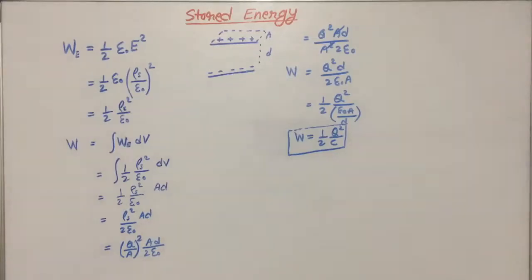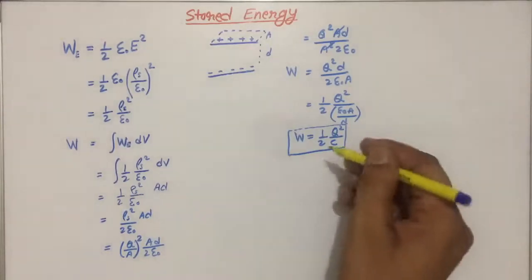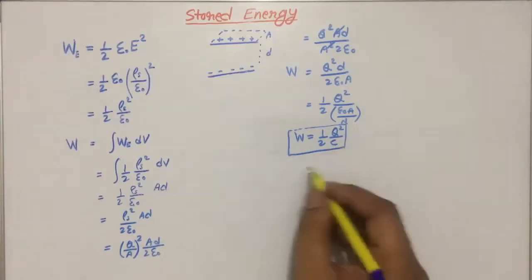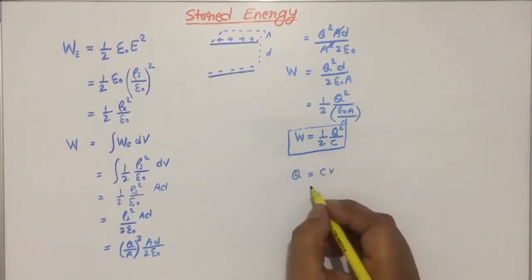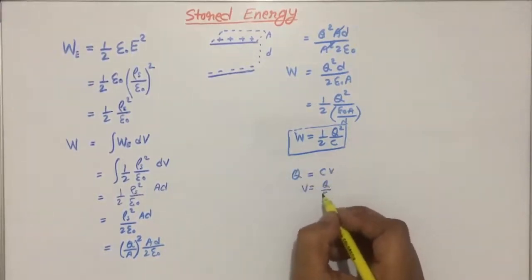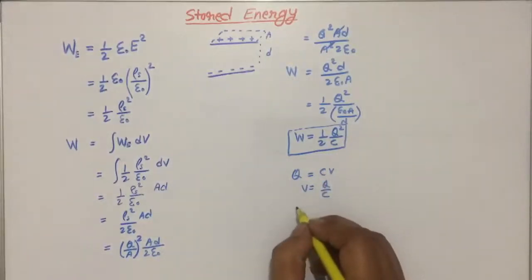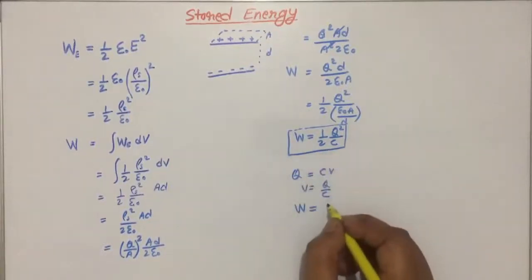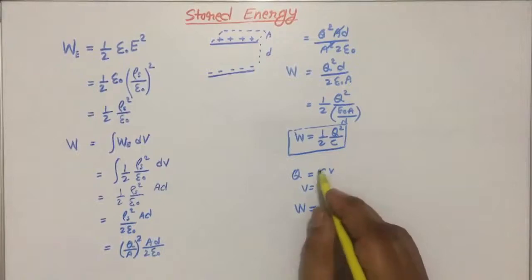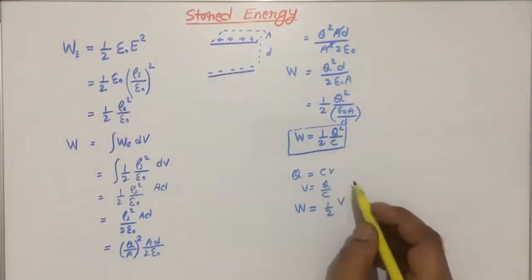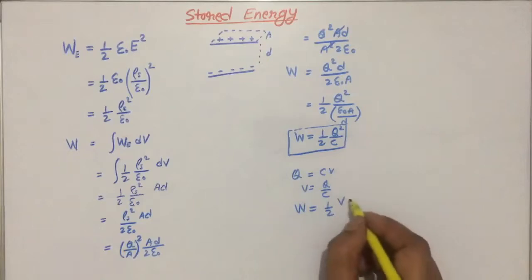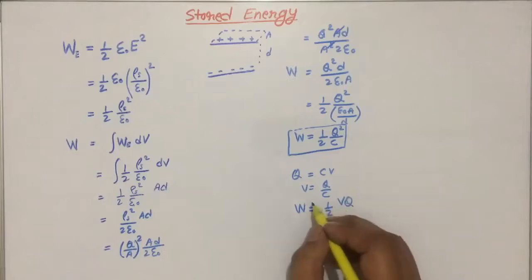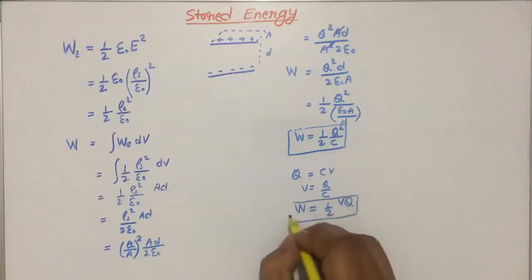And if we simplify this further, we can write Q is equal to CV. From here we can write V is equal to Q by C. Put it here. The total energy will be half Q times C by Q, which is V, and one Q will be left there, that will be Q. So half QV will be the energy stored in the capacitor. This is the second form.